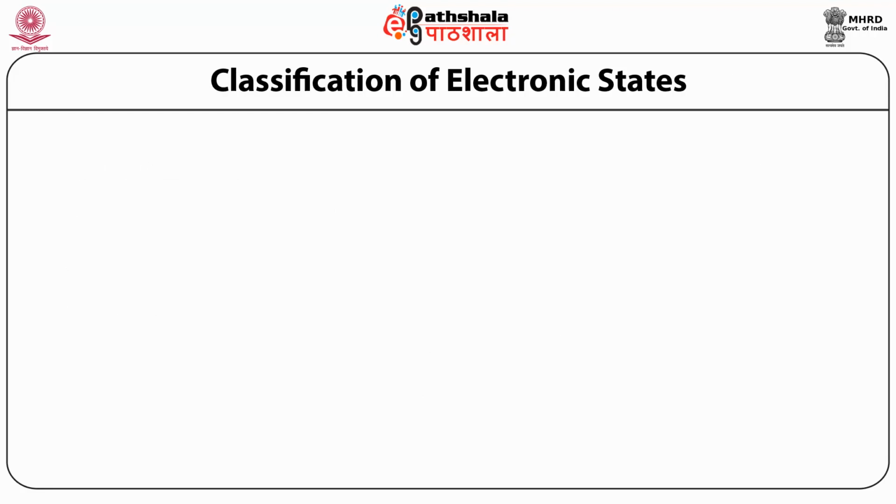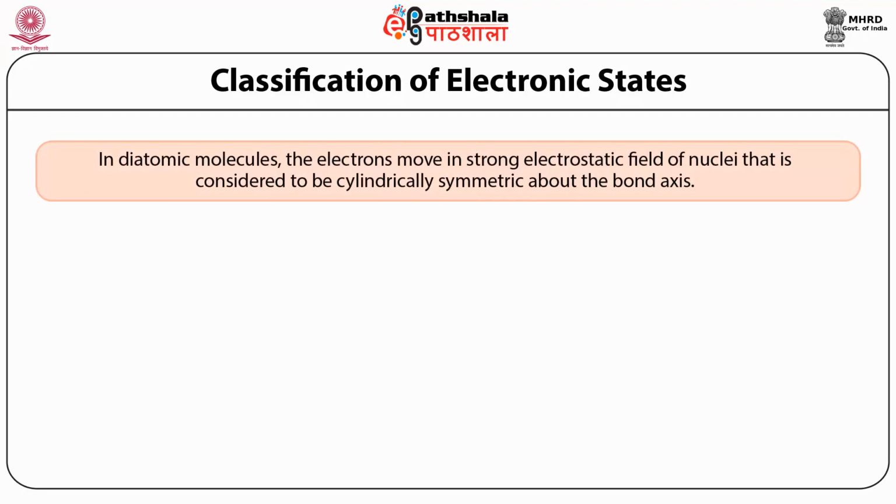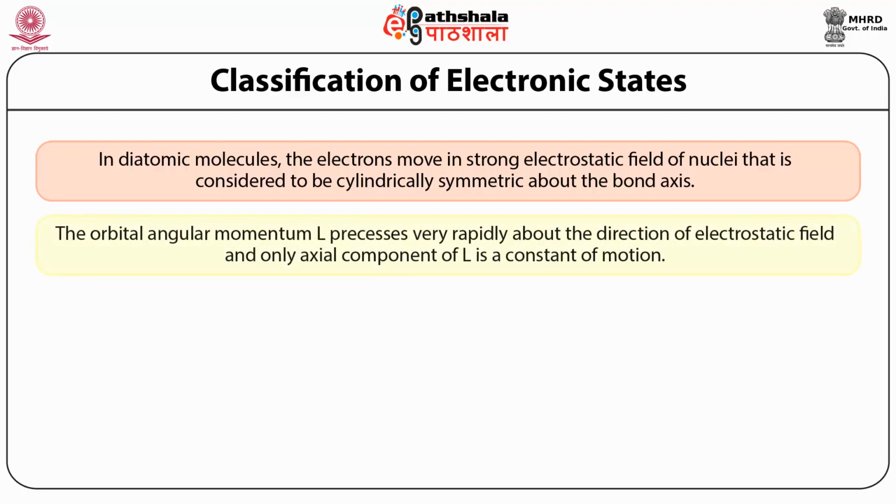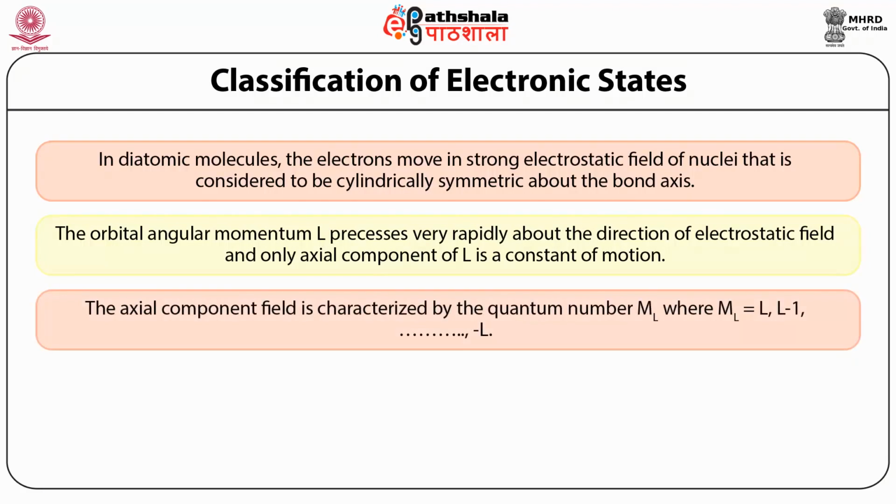Classification of electronic states. In diatomic molecules, the electrons move in a strong electrostatic field of the nuclei that is considered to be cylindrically symmetric about the bond axis. The orbital angular momentum L precesses very rapidly about the direction of the electrostatic field, and only the axial component of L is a constant of motion. The axial component is characterized by the quantum number ml, where ml is equal to L, L minus 1, and so on, down to minus L.